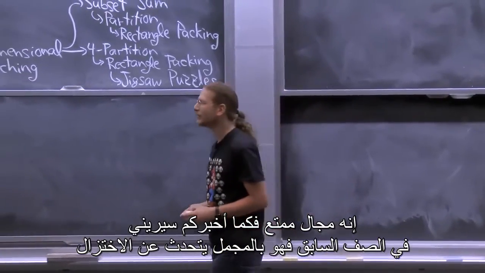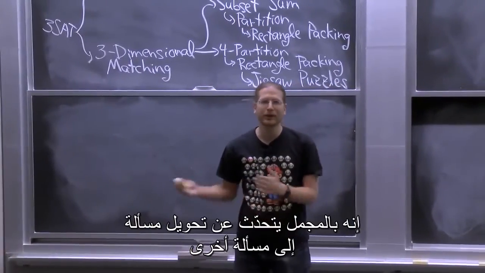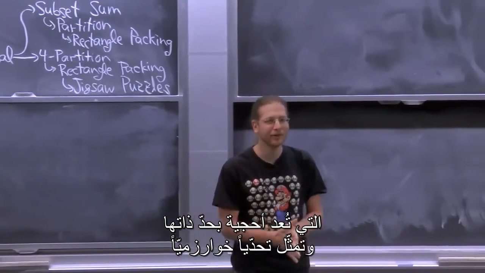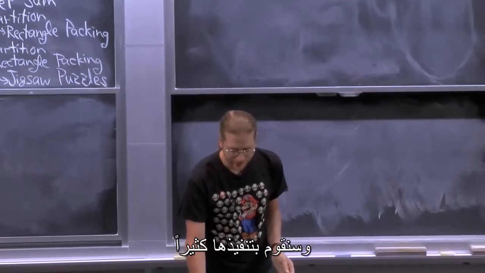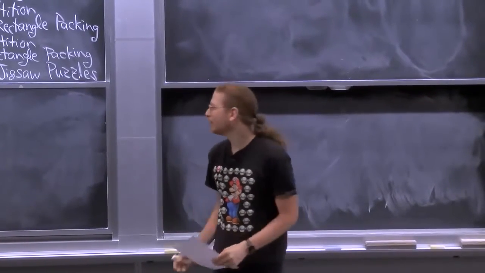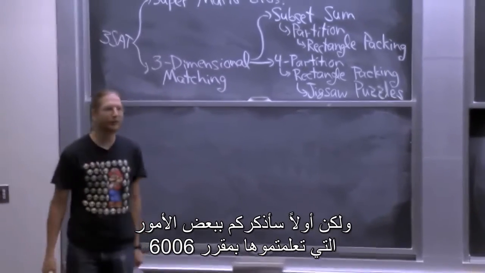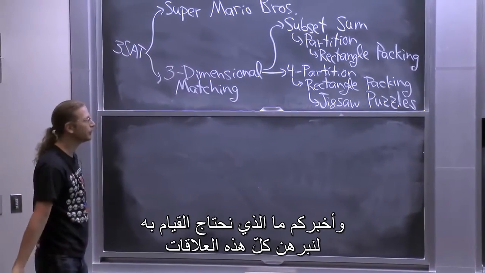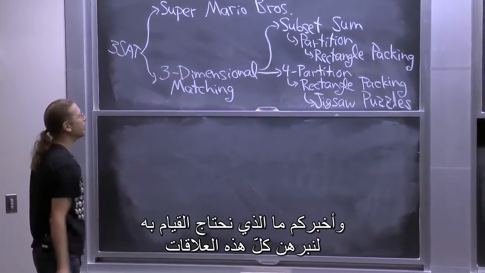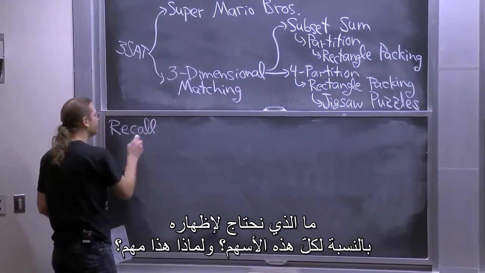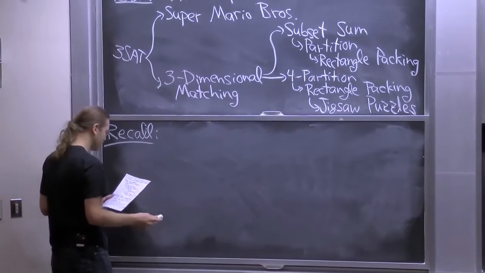As Srini mentioned last class, it's all about reductions. It's all about converting one problem into another, which is a fun kind of puzzle in itself. It's an algorithmic challenge, and we're going to do it a lot. But first, I'm going to remind you of some of the things you learned from 006 and tell you what we need to do in order to prove all of these relations, what exactly we need to show for each of those arrows, and why it's interesting.